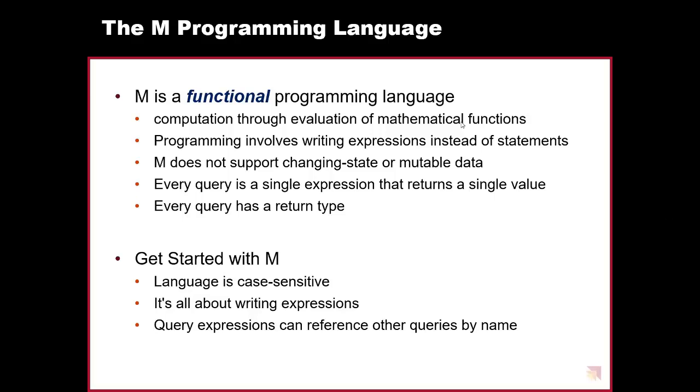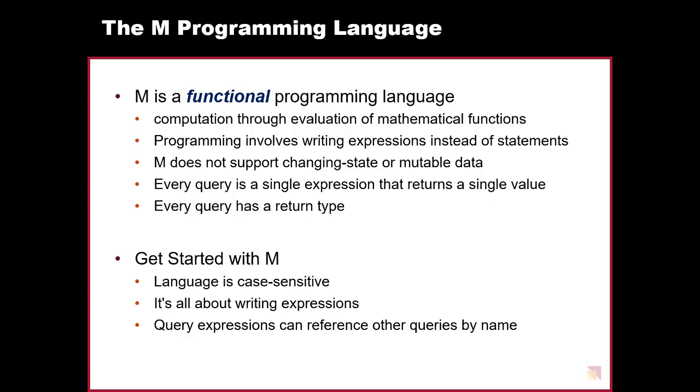M is a functional programming language. What that means is it's a language where you write formulas that return a value. You don't write formulas or code that does something like you would in a procedural language like VBA or C#. Instead, you write functions, and sometimes when you write a function, you embed two other functions, and those two functions have to be evaluated before the top function can be evaluated.